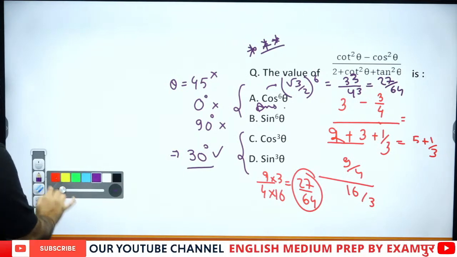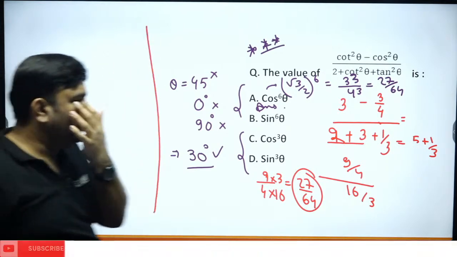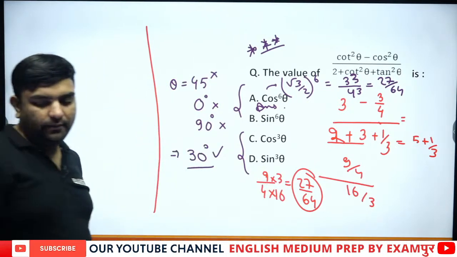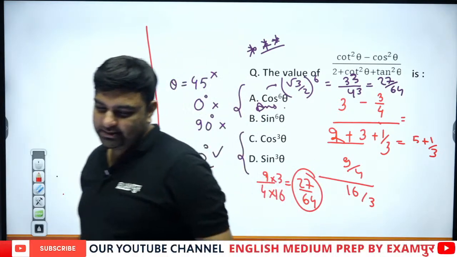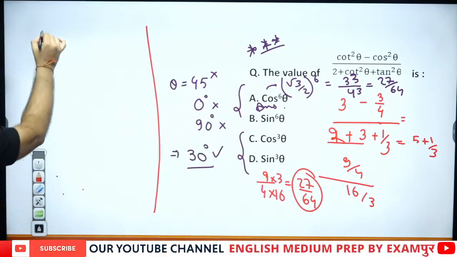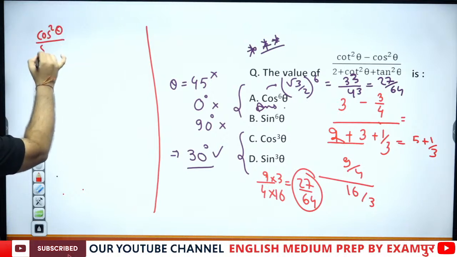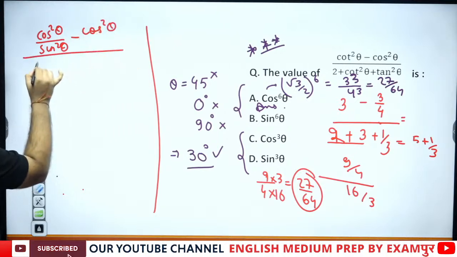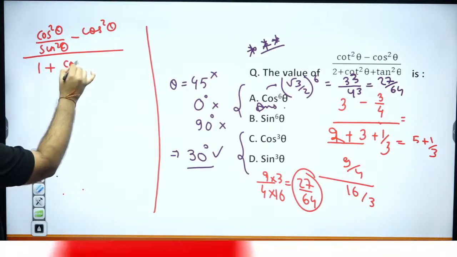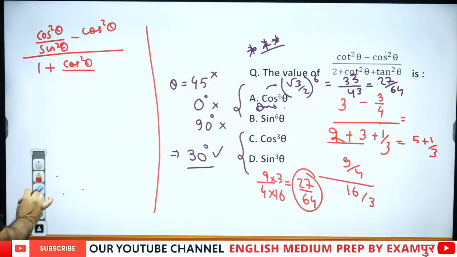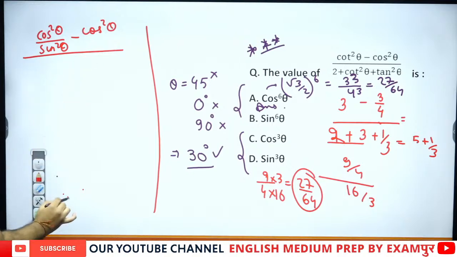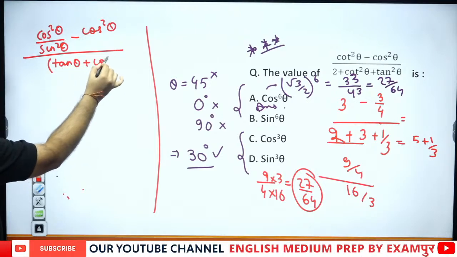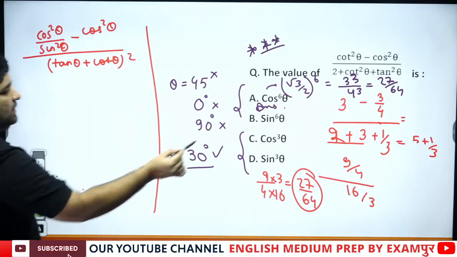Those who will do it by my favorite method will do it in this manner: sine upon cos. Convert everything into sine and cos. Whenever there are all of them together, the favorite is to convert everything into sine and cos. Is this step clear?